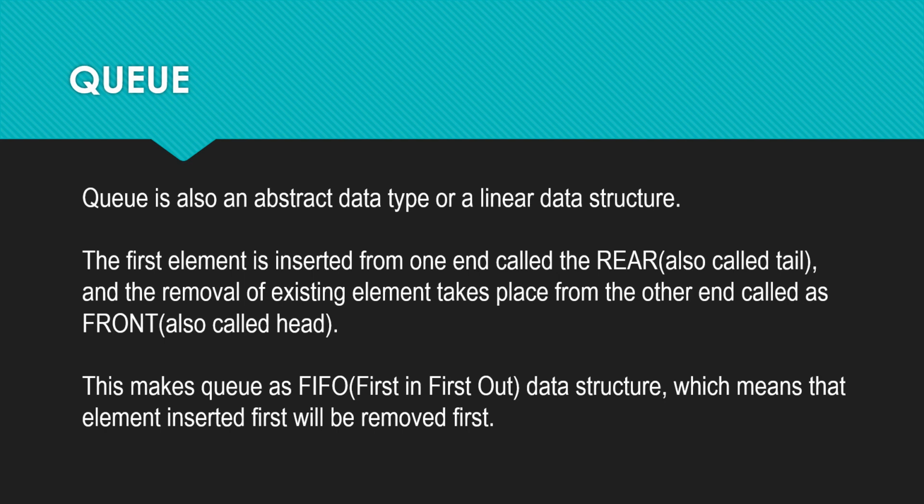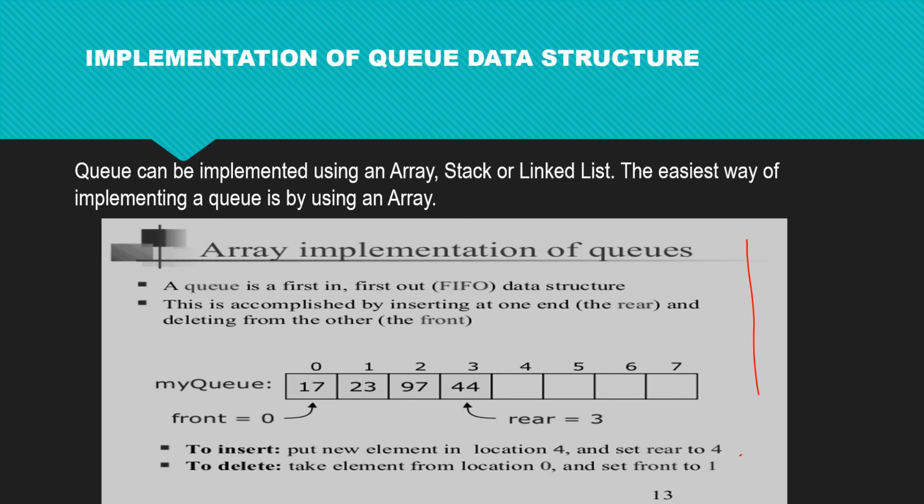So as we understand, in a queue we access both ends for different reasons. The element is inserted from one end called the rear, and the removal of an existing element takes place from the other end called the front. As with a stack, a queue can also be implemented using an array, linked list, and stack. The easiest way of implementing a queue is by using an array.